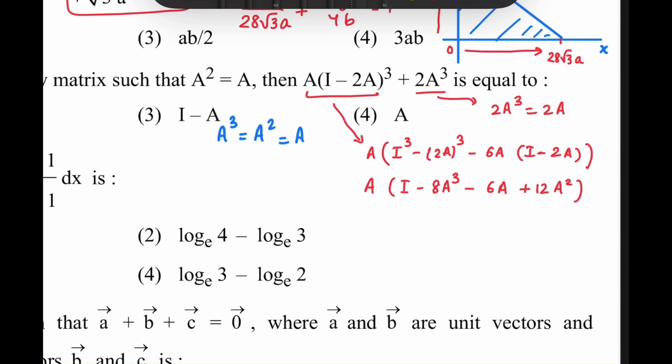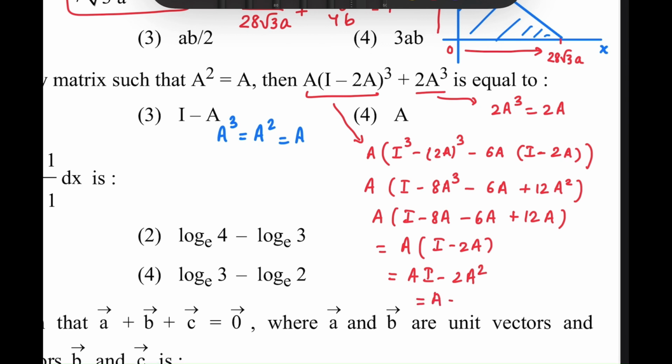I open the brackets. Okay, so A cube is just A, A square is just A, so I will replace them by A. So minus 8A minus 6A plus 12A, and finally you get A times I minus 14 plus 12, which gives you minus 2. And if you open the brackets, you get AI minus 2A square, which is finally A minus 2A, because A square is again A, so you get minus of A.